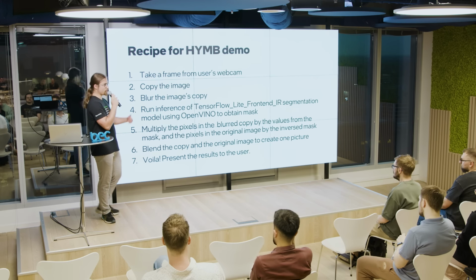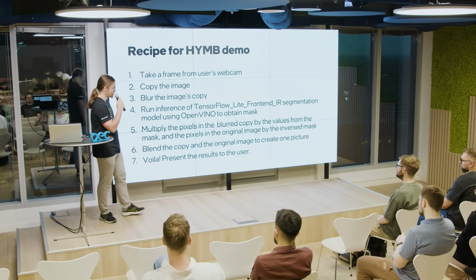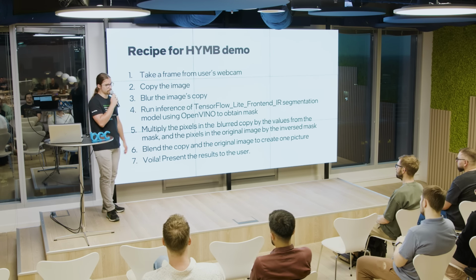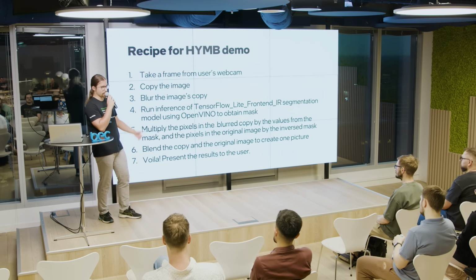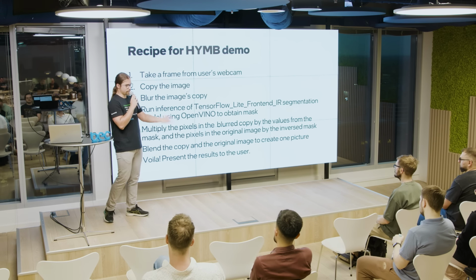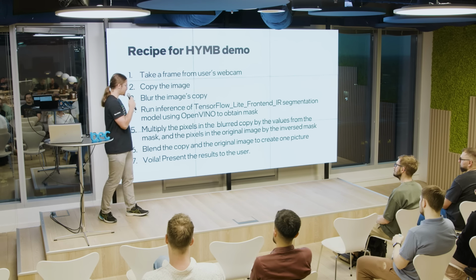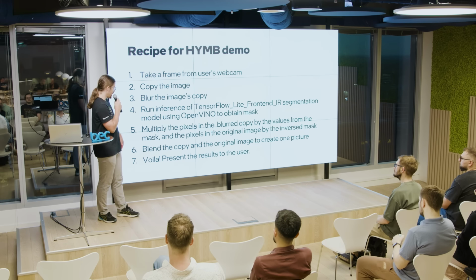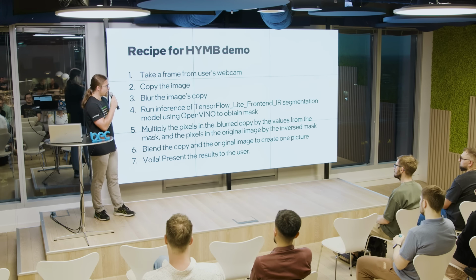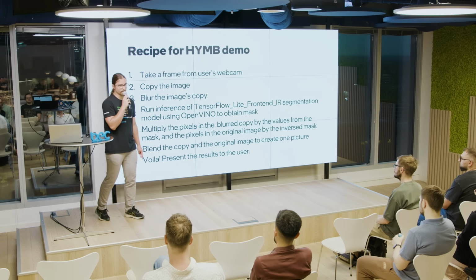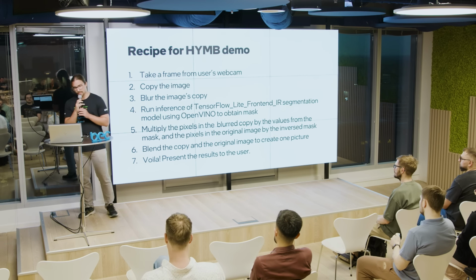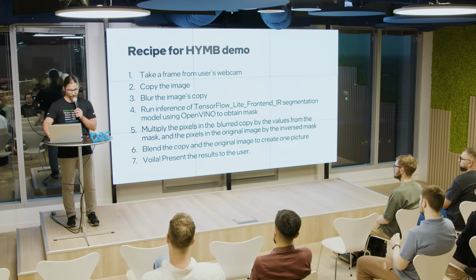So 1 when we blur, 0 where we do not blur. Later we multiply the pixels in blurred copy to get the blurred image just where we want it, and later we blend the copy with the original image to create one picture. So this is quite simple, and we present the results to the user.